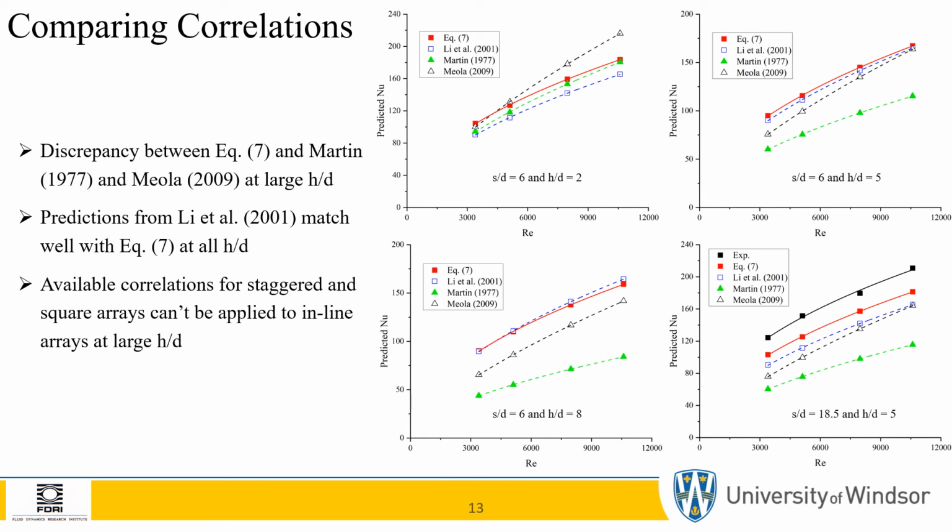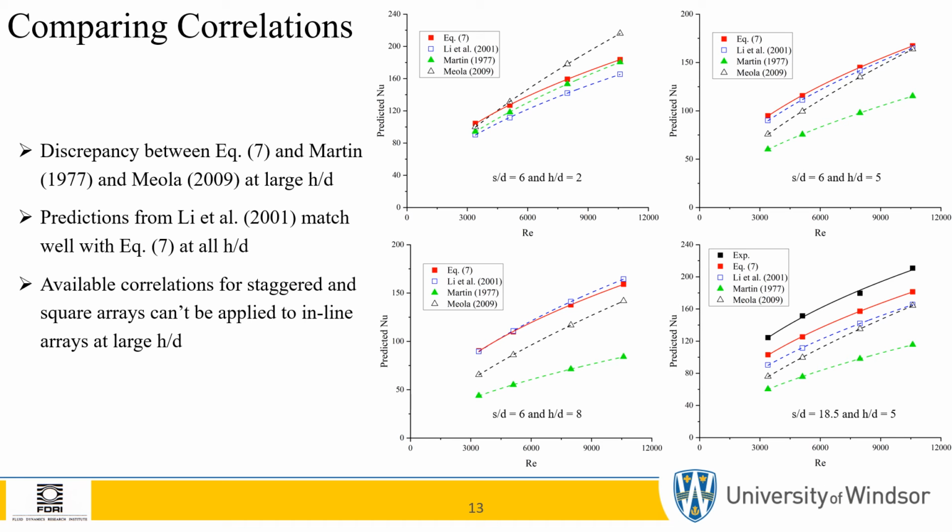When compared to available correlations, equation 7 provides good agreement in predicting the Nusselt number at small values of H/D. At large values of H/D, when there is more opportunity for jet-to-jet interactions to occur, equation 7 deviates from those of Miola and Martin, which are based on hexagonal and square arrays, but shows good agreement with Lee et al. at all values of H/D.